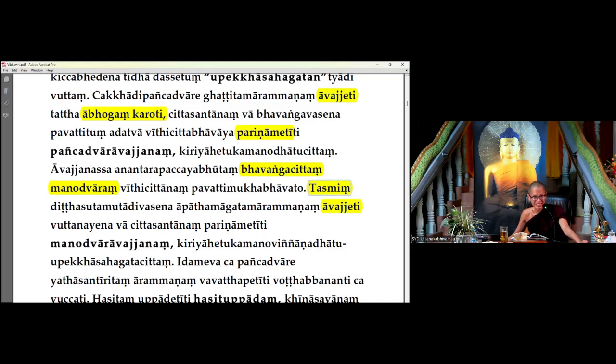Manodware avajjeti. So when you join manodwara avajana, in between, the sattami vibhatti is deleted. It is a sattami tappurisa samasa. So what is the meaning of avajana? It is already done in the previous definition. In the Pancadvara avajana, you know, abhogam karoti, makes attention. Abhogam karoti. So here we do not do it again, to avoid much repetition.